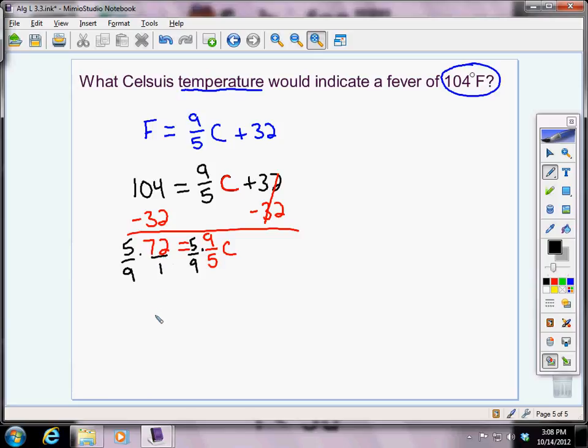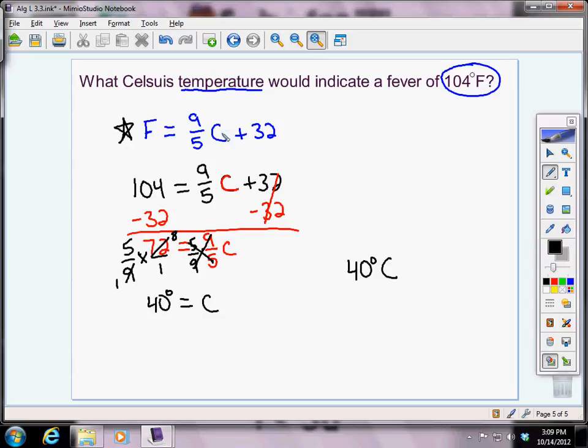Now we can write 72 over 1 and cross reduce. 9 goes into itself 1 time. 9 goes into 72 8 times. Over here, those cancel, so we have 5 times 8, which is 40, 1 times 1, which is just 1, and over here we're left with just C. So what Celsius temperature would indicate a fever of 104 degrees Fahrenheit? 40 degrees Celsius.